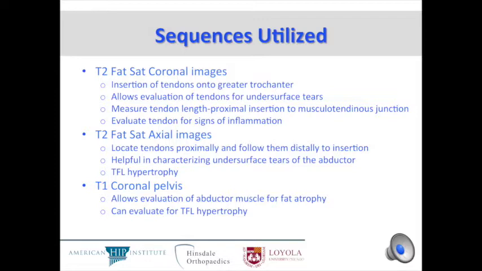T1 coronal images are helpful for evaluating the abductors for fat atrophy, as well as evaluating the TFL for hypertrophy, which both can happen in the chronic abductor insufficiency situation.